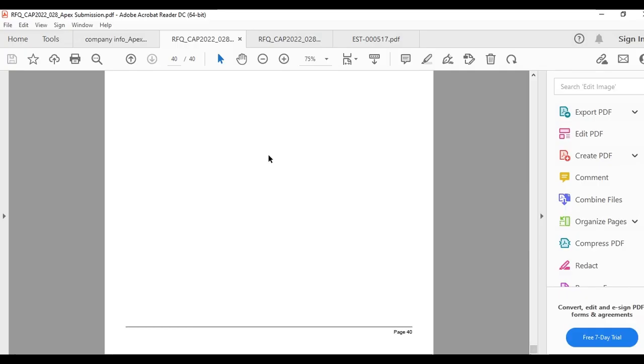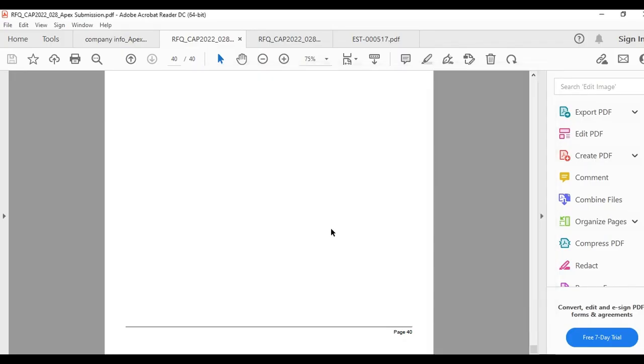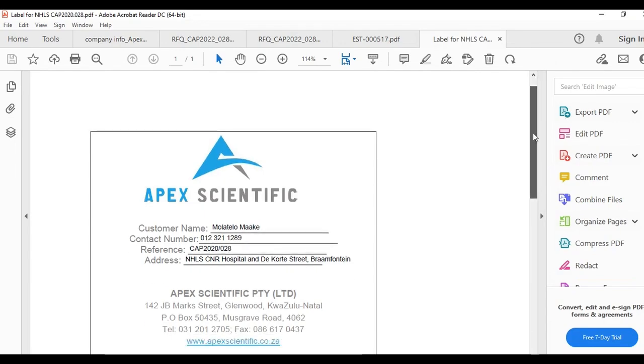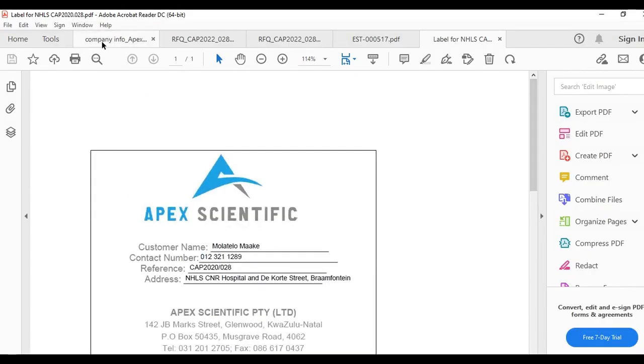And that's the RFQ document completed. Then you'll need to print this out in order and staple it together, and then staple all the supporting documents that need to go with it, like our quote, the brochure, our company registration document, our BE certificate, our CSD report, letter of good standing, and tax clearance certificate. And then we also print out a label for the envelope. Like I said earlier, you need to put this into an envelope, and this is the label that you'll stick on the envelope. You'll put the contact person for the procurement person's details that are listed on the RFQ document with the address that it needs to be delivered to. And that's how you'll do an NHLS tender.